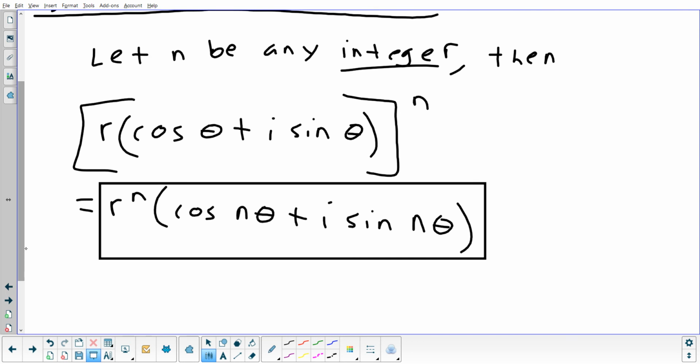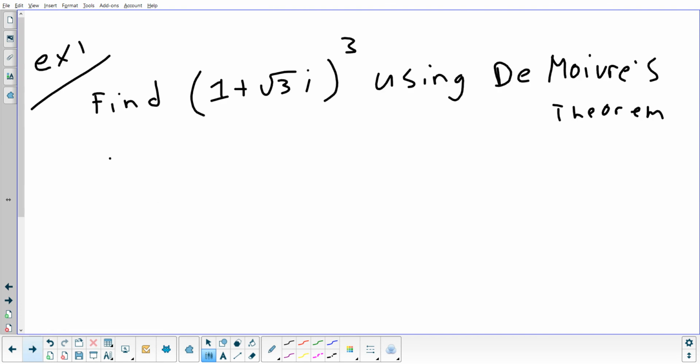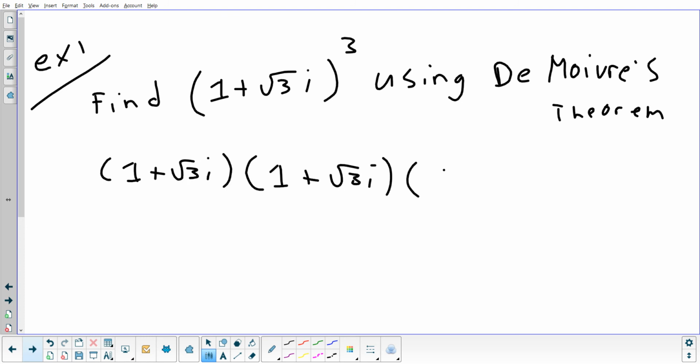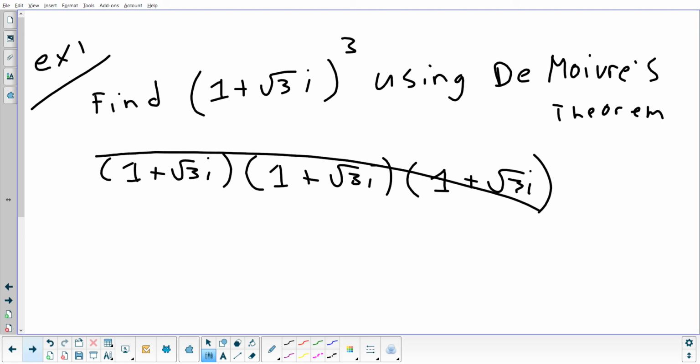So the first example we're going to look at involves cubing a number. Now, cubing wouldn't be too bad if you didn't know this theorem. Cubing would mean you'd have to take this, write this out 3 times, and then you'd have to do all the foiling. I would foil the first 2 together first, get that answer, and then foil it to the last one. But that's not how you do it with DeMoivre's theorem.